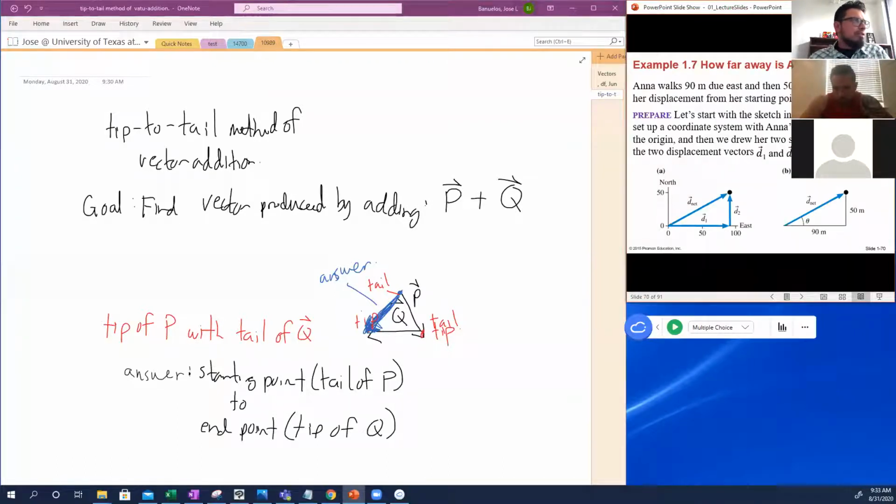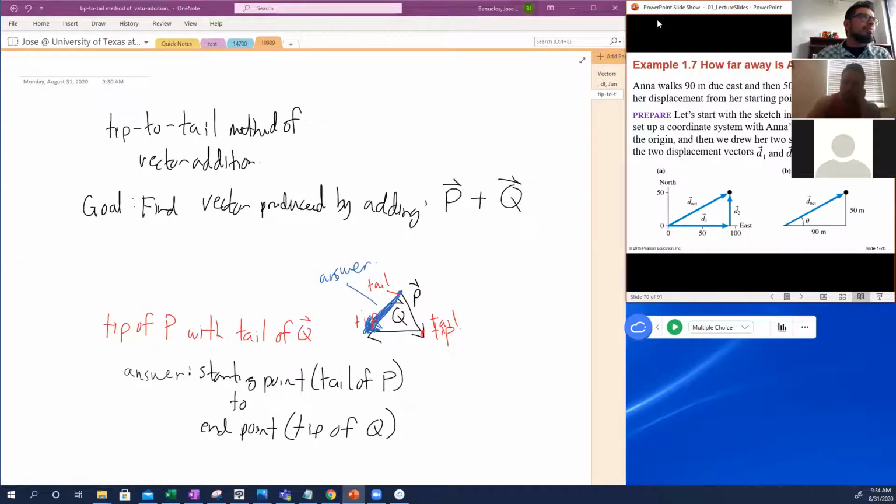Okay, so that's in general the method. Now, at the same time, we do get to make use of other properties like the Pythagorean theorem. So let's look at this example here. On the slide right now, we have example 1.7, on slide 70. It says Anna walks 90 meters due east and then 50 meters due north. What is her displacement from her starting point?